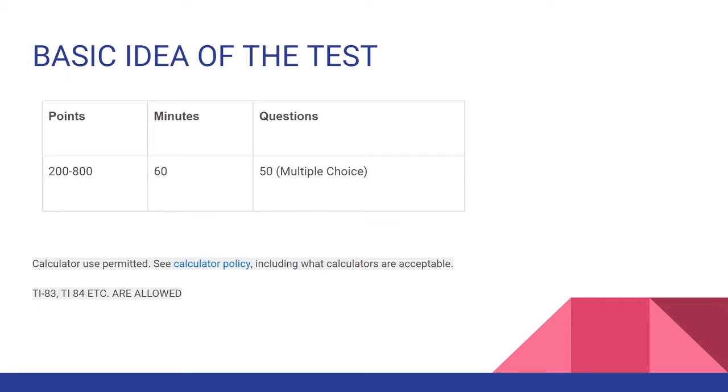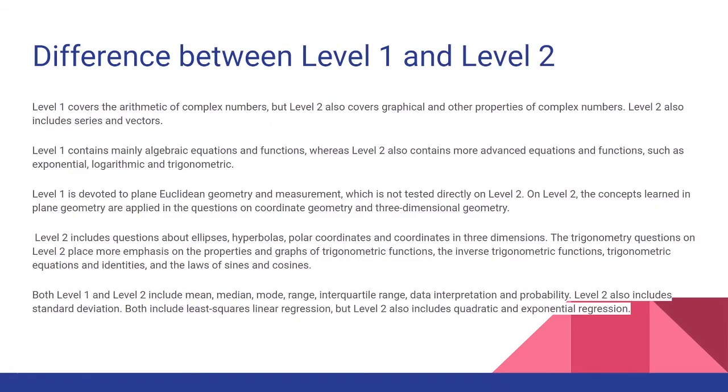So let's get a basic idea of the test. You have an hour, like all SAT subject tests. It's points from 200 to 800, and you have 50 multiple choice questions. You're allowed to use a calculator. You can look at College Board's calculator policy, but in general, the TI-83, TI-84, all those calculators, they're fine to go. So I'm going to talk about the difference between level 1 and level 2, why some people choose level 2 and why some people choose level 1.